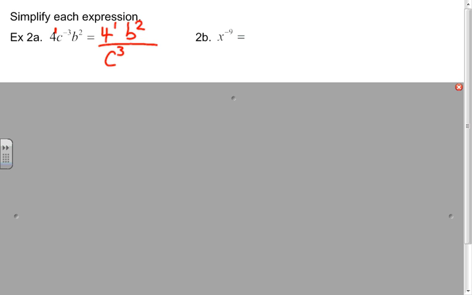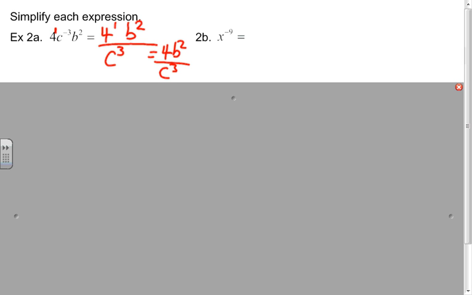The only other thing I can do, 4 to the 1st power is really just the same thing as 4. So I don't need that exponent there in my final answer. 4b to the 2nd, c to the 3rd. There's the answer for 2a. Now, how do I know that I'm done? Remember those 3 things. Do I have any negative exponents? No. Do I have any 0 exponents? No. Is there any more math I can do? No. That means I'm done.